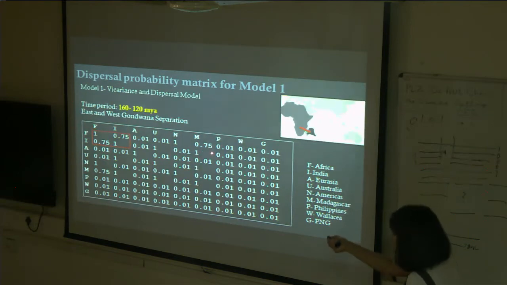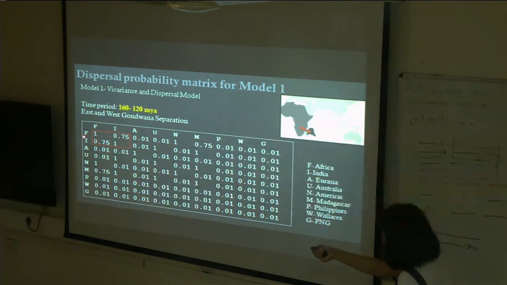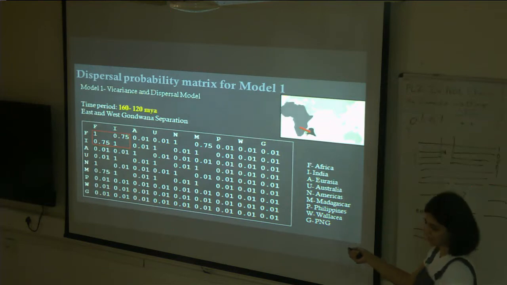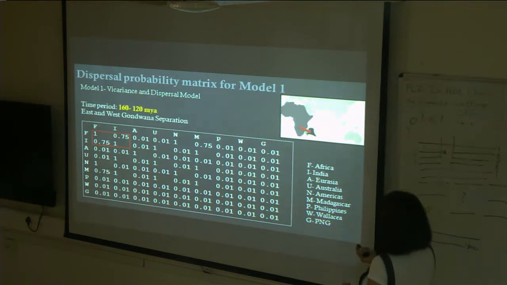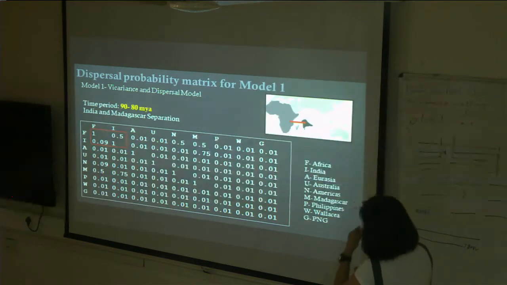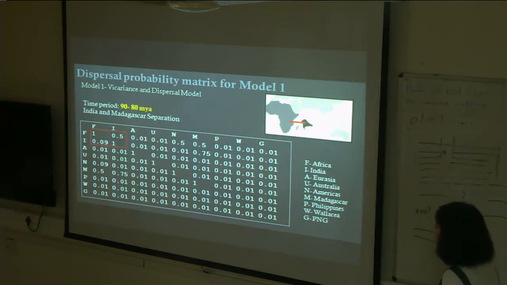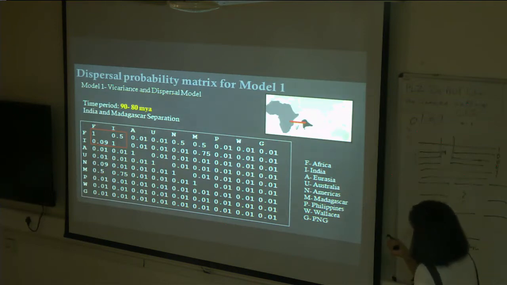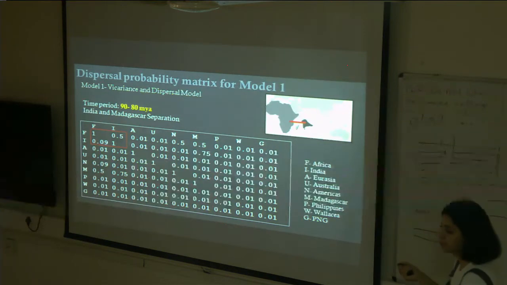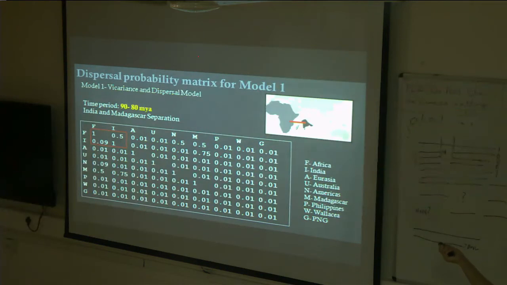Also, sorry, I didn't highlight it in a box, but you can see that India to Madagascar is 1. And Madagascar to India is 1 because India and Madagascar are connected at that time. So the second time period is 90 to 80 million years when India had separated from Madagascar, or had begun separation from Madagascar, and now we are constraining for unidirectional dispersal. So it's a single-headed arrow.